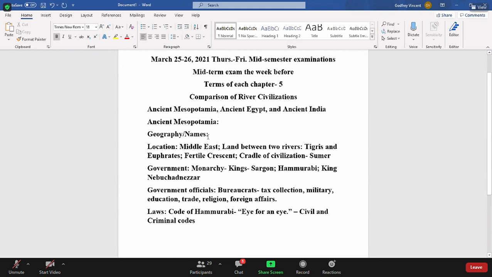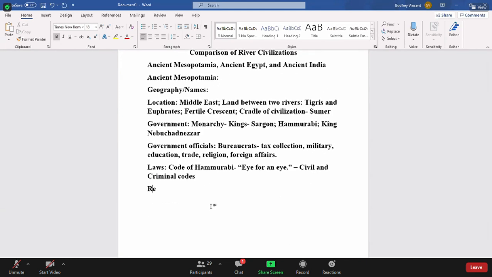So we have established location, government, laws. Religion. What was the religion based on? Did they practice monotheism? Polytheism. Right. Polytheism. Well, we can make a statement. However, the Jews who were enslaved practiced what? What did the Jews practice? Monotheism, because they believed in one what? God, which was Yahweh.